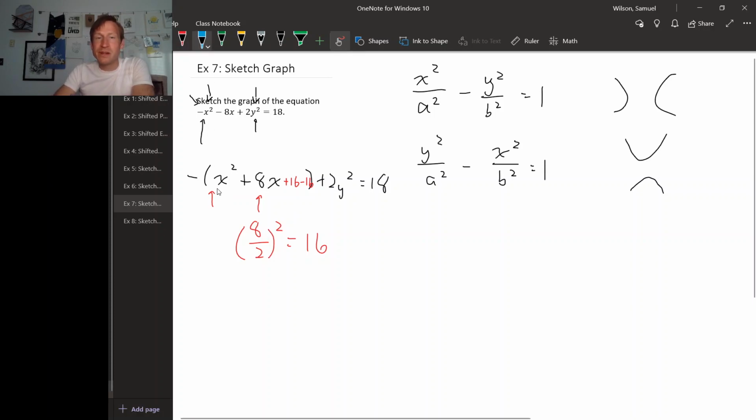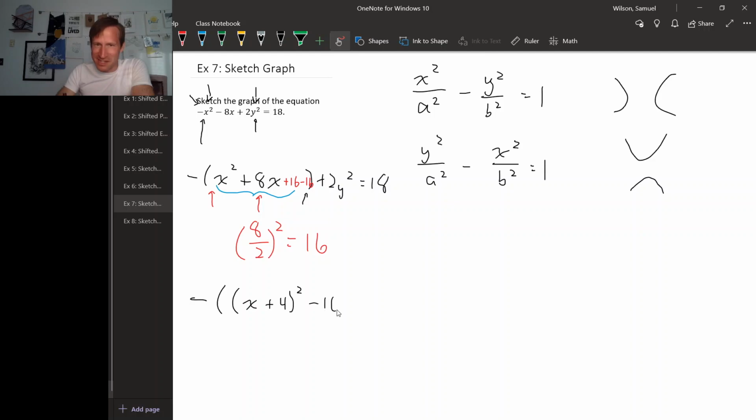Okay, now if we've done our completing the square correctly, these first 3 terms inside these parentheses should be a perfect square. So negative. Now inside these parentheses, these first 3 terms look like x plus 4 squared. And then don't forget this minus 16. So minus 16 right there, plus 2y squared equals 18.